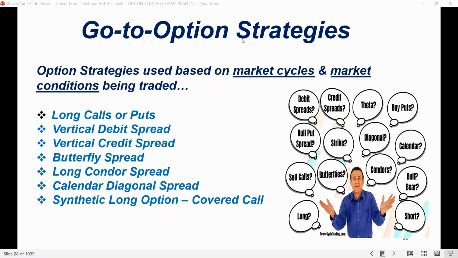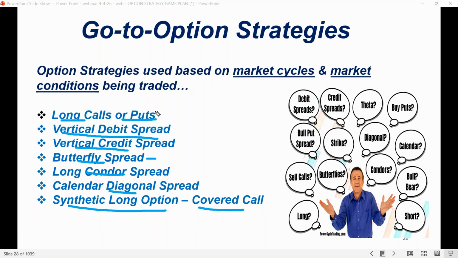So these option strategies are going to be used based on the market cycle that we're in, and the market conditions being traded. The different ones that I typically go to: we could just go long calls or long puts, or maybe the market is telling us, let's tighten it up. Let's go with the vertical debit spread. Maybe we should use a vertical credit spread, or maybe we should really get tight and use a butterfly, or a long condor, or a calendar diagonal, or in certain situations we may want to use a synthetic long and start selling calls on it to amortize it down.